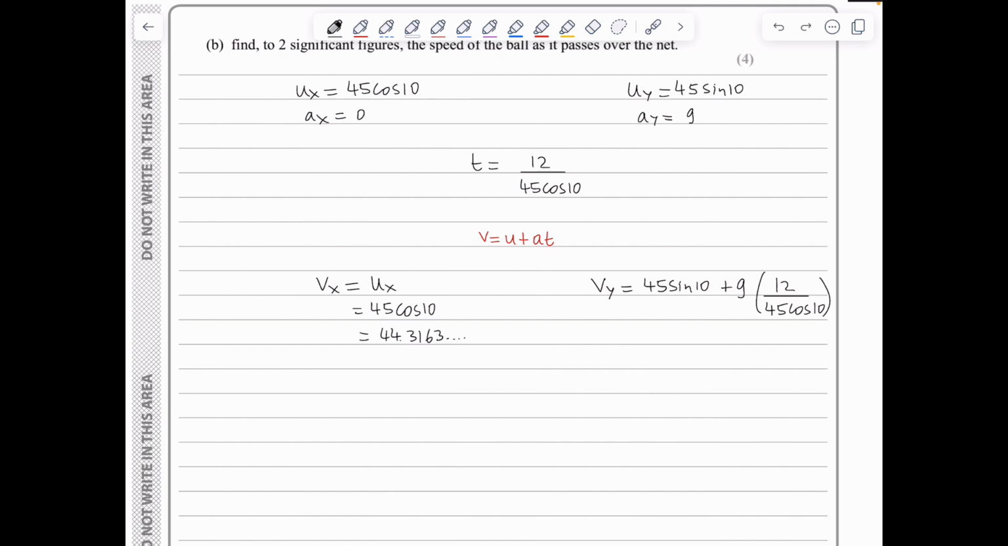If we plug this into the calculator, we get the vertical component of the velocity to be 10.4678... Remember, we're trying to find the speed, which is the magnitude of the velocity. So this will be 44.3163... squared plus 10.4678... squared, and all square root, which gives an answer of 46 meters per second, correct to two significant figures.